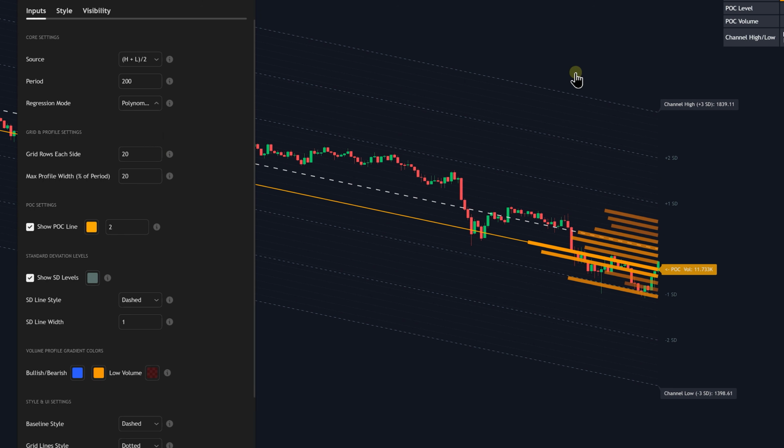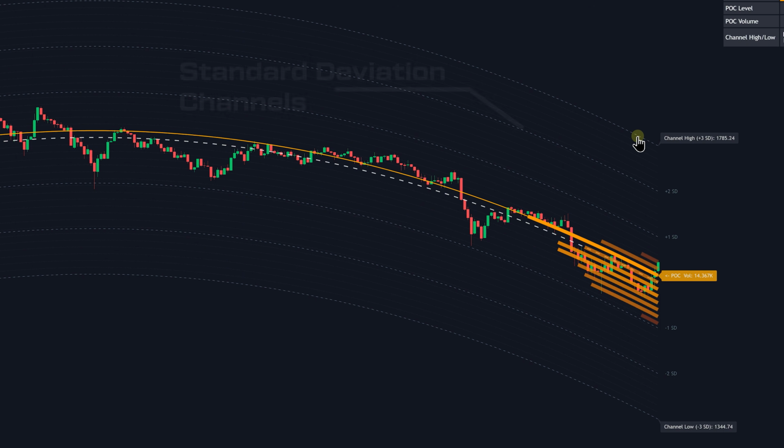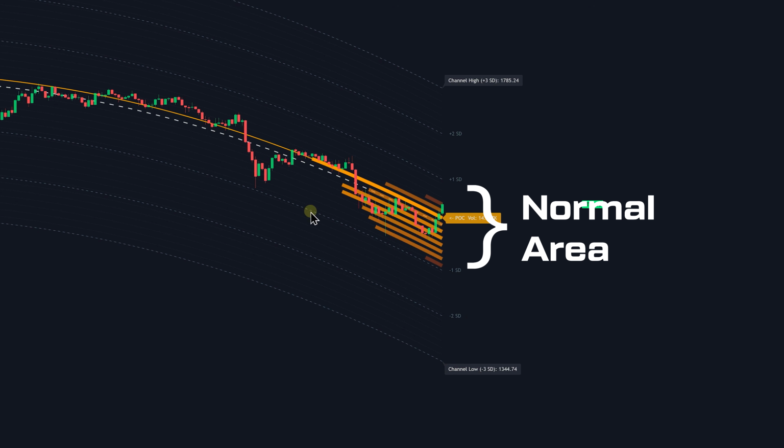The second component is the standard deviation channel. These are the curved bands above and below the regression baseline. You'll usually see bands around the +1, +2, and +3 standard deviation areas, and the same thing below the baseline. These bands help show when price is near fair value, when it is stretched, and when it is at a statistical extreme. The middle of the channel is the normal area. The outer bands are where price becomes more extended.